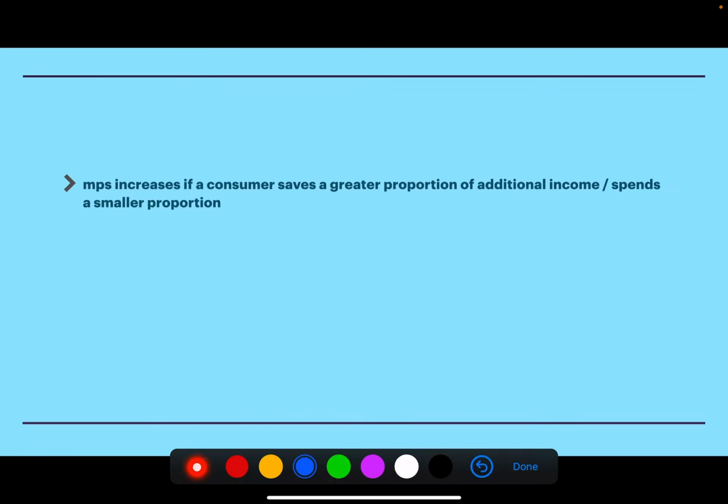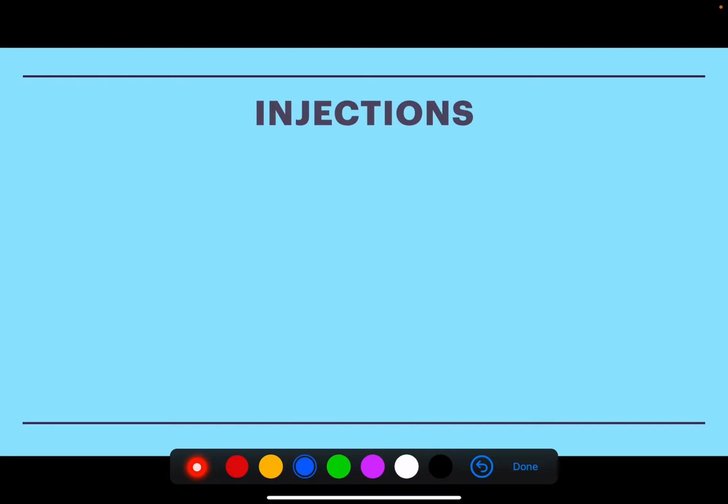And then finally, saving. So what could cause a consumer to save more? Well, it would be the same as what would cause them to spend less. So maybe increased interest rates, that encourages consumers to save more because you get a better return. Low consumer confidence, so consumers will be saving because they don't want to spend, they're worried they might lose their job, so they want to save just in case.